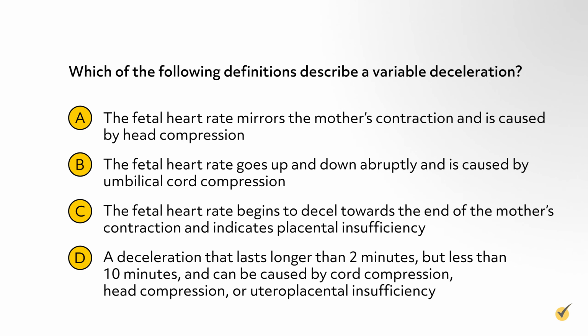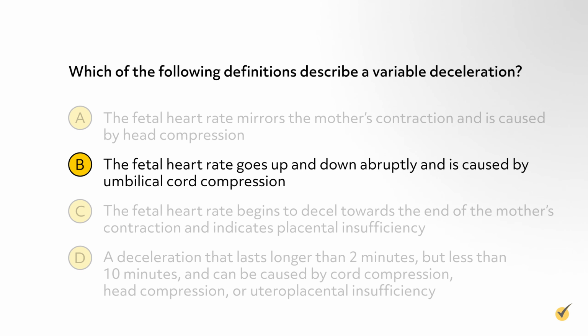Or D, a deceleration that lasts longer than 2 minutes but less than 10 minutes and can be caused by cord compression, head compression, or uteroplacental insufficiency. If you chose B, you're correct. A variable deceleration is one in which the fetal heart rate goes up and down abruptly due to umbilical cord compression. They are very common and generally have a favorable outcome, but should be monitored for a persistent pattern that may lead to fetal distress.